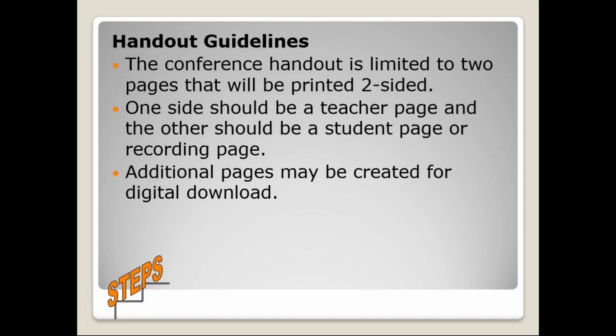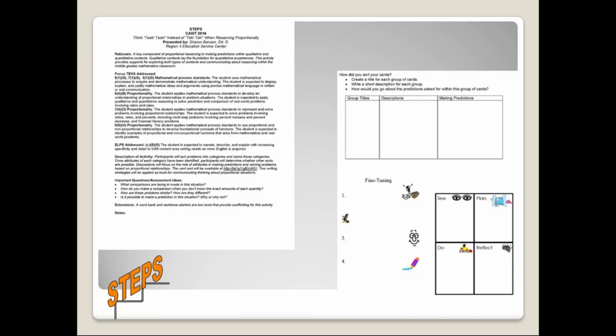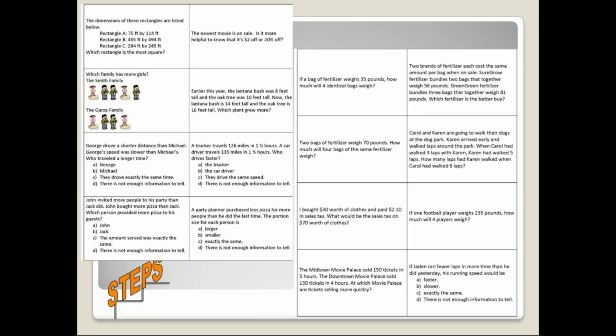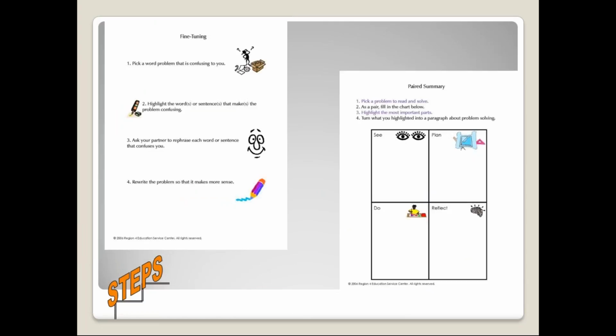But then the cards that we used, and the full-size pages, we made those available for digital download. We'll post those for people to download so they can get that full size to use with their kids. This next slide is what the handout looks like: the teacher page and then the recording page. But what's available online are the cards for them to copy, and then the fine-tuning and the paired summary. That's there as a full-size page that they can blow up.